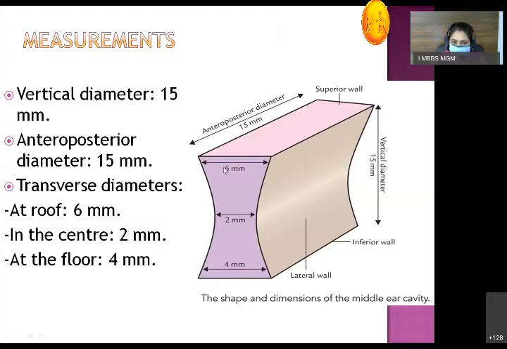Then we see the transverse diameter. In the upper part, it is 6 millimeter. In the center, it is 2 millimeter. At the floor, it is 4 millimeter. So 6 to 4. That shows in the middle part, it is compressed. So 6 millimeter at the roof, 4 millimeter at the floor, and in the middle part, it is 2 millimeter. So these are the measurements of the middle ear cavity.